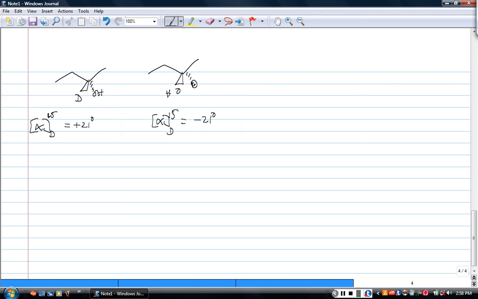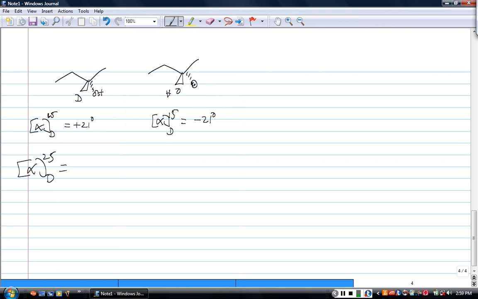That's issue number one. Issue number two is, as I change the temperature, the specific rotation will change as well. But I have no idea how it changes. In other words, the alpha 15 is plus 21. Maybe the alpha 25 might now be plus 23 or plus 27 or plus 16. I have no idea how the value changes. I do know that the alpha value changes with temperature. I just do not know how it changes.